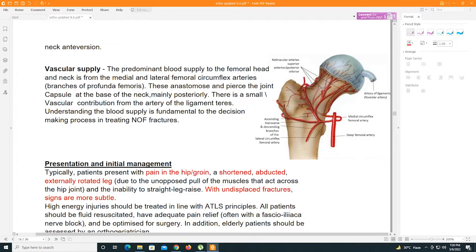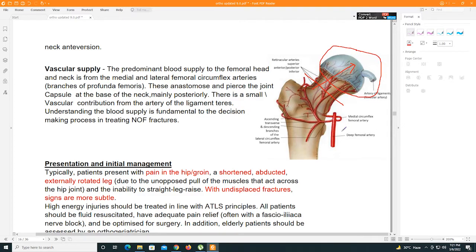And what do they do next? They go backwards from here to the top of the head. So what is the problem with this kind of blood supply? The problem is that if there is a fracture around the neck, then this blood supply gets disrupted, and eventually, due to the lack of blood supply, the head of the femur dies.